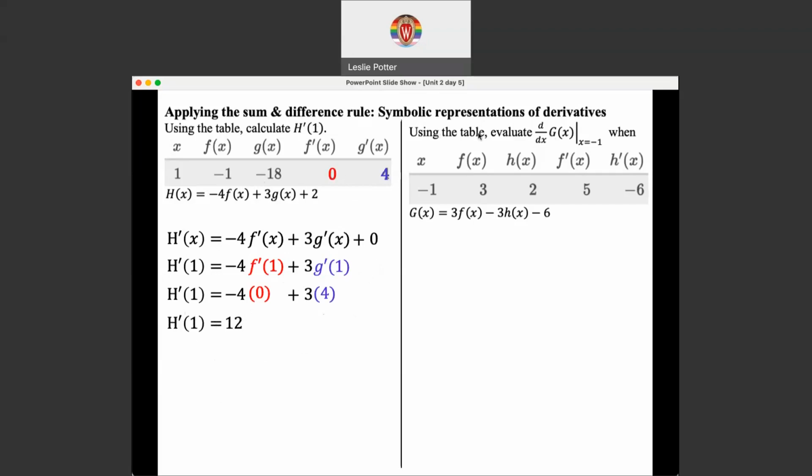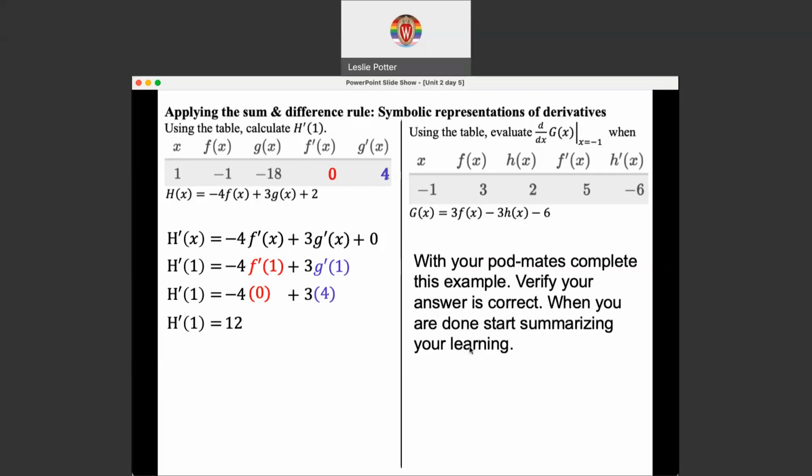So let's try this one. Using the table, evaluate the derivative of g of x at x equals -1. Notice they always give you that value in the table. Sometimes they may give you extra rows too, just to confuse you. That's always fun. All right, let's differentiate this. So pause the video, try to do this differentiation symbolically like we did over here. If you're tuning back in, then we're going to go through that symbolic differentiation right now.